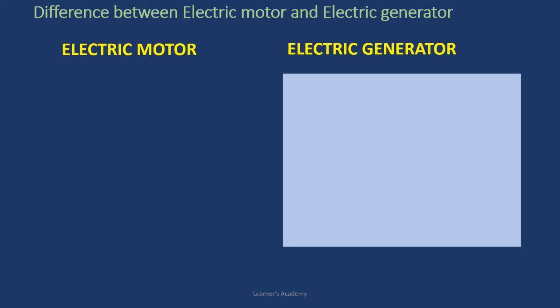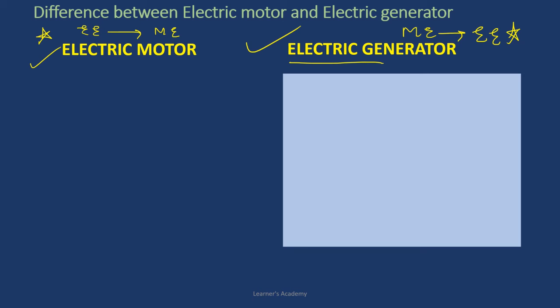Now let us understand the difference between electric motor and electric generator. In case of electric motor, electrical energy is getting converted into mechanical energy. On the other hand, in case of electric generator, mechanical energy is getting converted into electrical energy. This is the key difference between electric motor and electric generator.